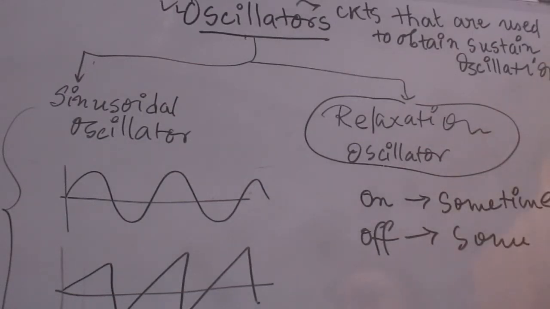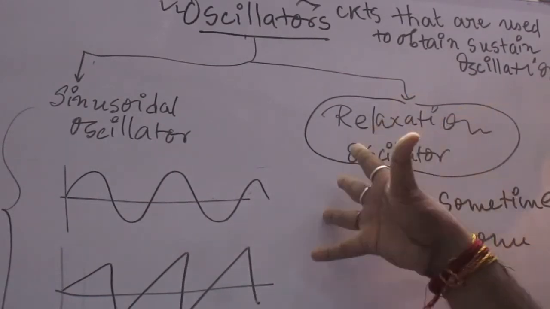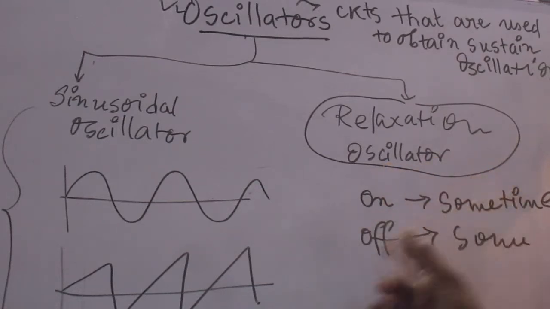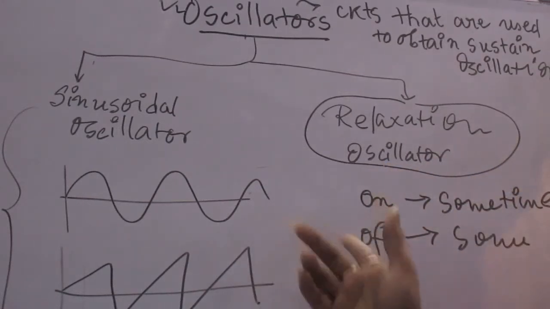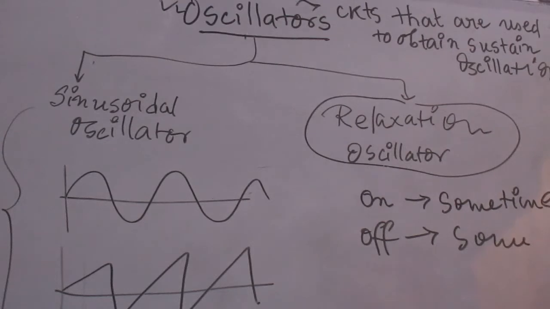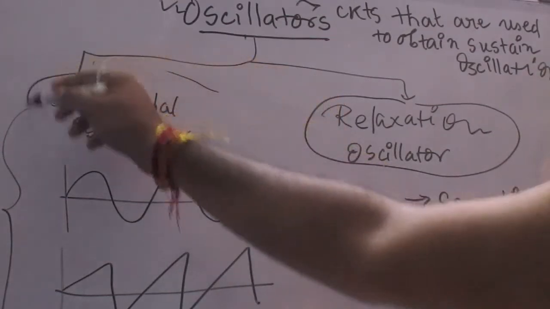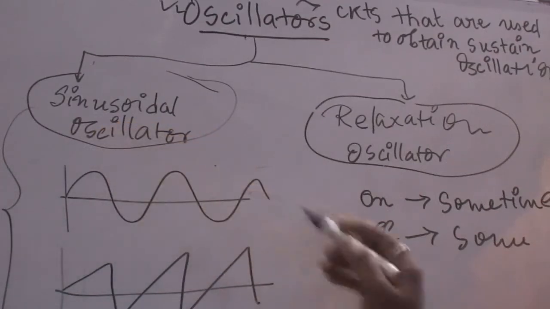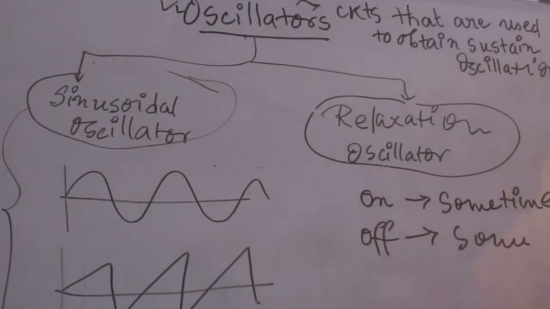So it is a great example of the relaxation oscillator, in which the oscillator remains on for some time and remains off for some time. So it does not have any periodic motion, whereas in the case of the sinusoidal oscillator, we have noticed that it has periodic oscillations. So these are the two types of oscillator.